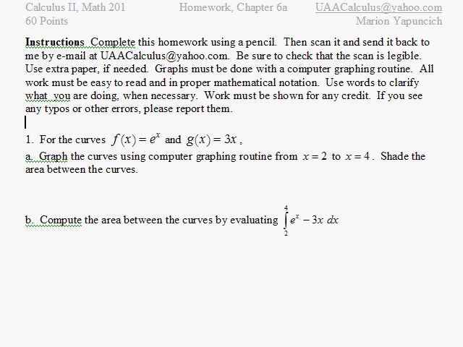Now we're back looking at the homework. The second part says compute the area between the curves by calculating the integral from 2 to 4. That's your definite integral of e to the x minus 3x, which is easy to do.